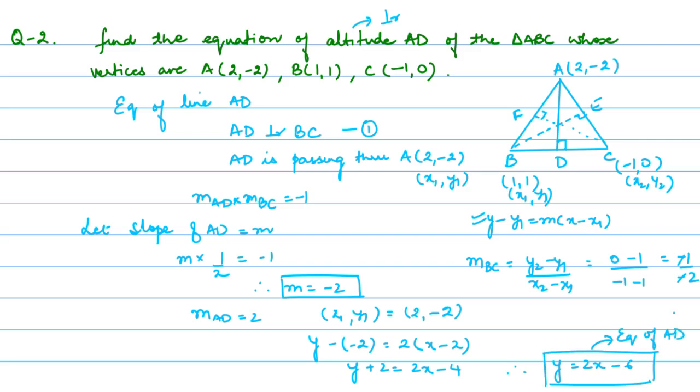Now had they asked us the equation of BE, what would we have done? We would have found out the slope of BE by using the same concept. BE is perpendicular to AC, therefore slope of AC into slope of BE would have been minus 1. And BE line is passing through which point? It is passing through B, and the coordinates of B are known, 1 comma 1. We would have applied the same concept.